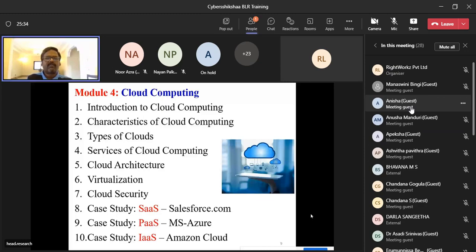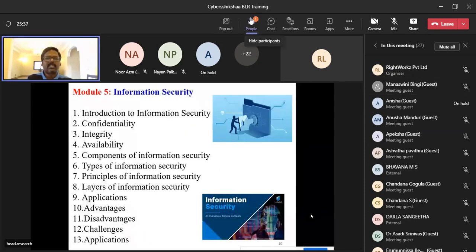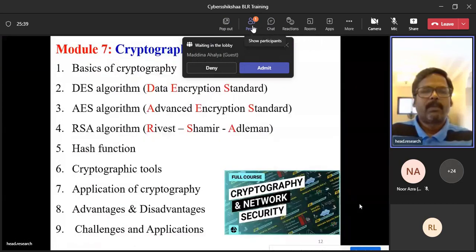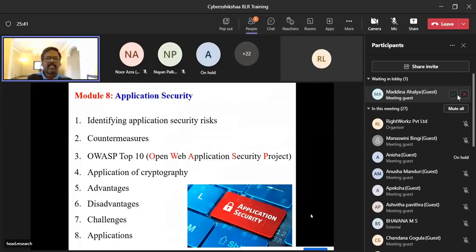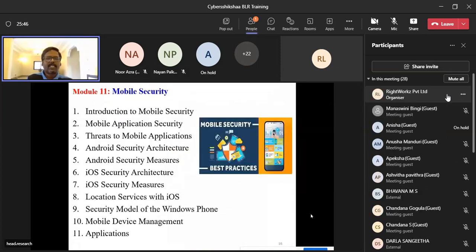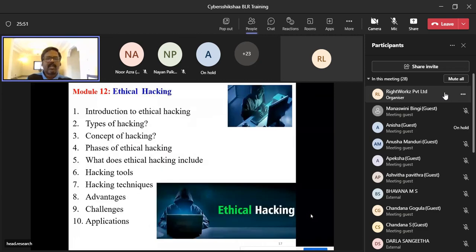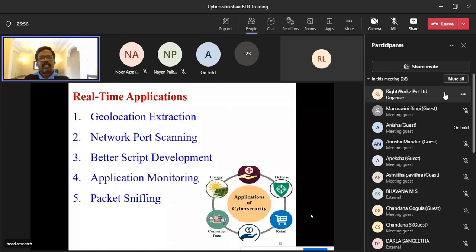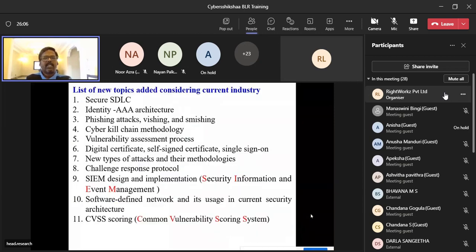So followed by the information security, network security, cryptography syllabus, application security syllabus, security auditing syllabus, cyber forensics syllabus, and mobile security, and the last one is ethical hacking. So then followed by the real-time applications such as geolocation extraction, network port scanning, better script development, application monitoring, packet sniffing. And these are the 11 new topics added considering current industry.